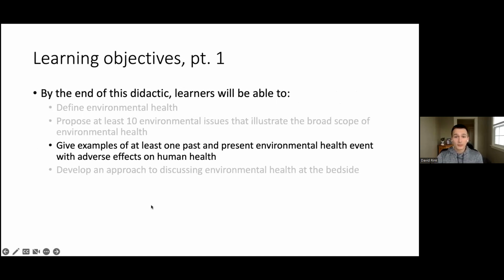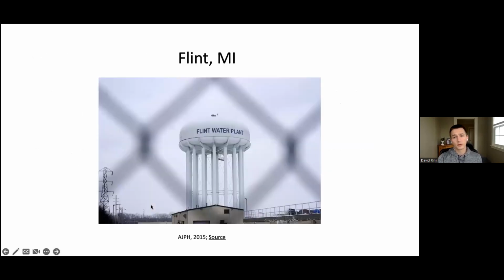With that in mind, I think we can zoom in and talk about some specific examples of environmental health events. And the first one I wanted to discuss was Flint. Many or all of you are probably familiar to some degree with the water crisis that occurred in Flint. But Flint is a post-industrial city. It has a predominantly Black population. And starting in 2014, they began to experience this water crisis associated with lead toxicity.